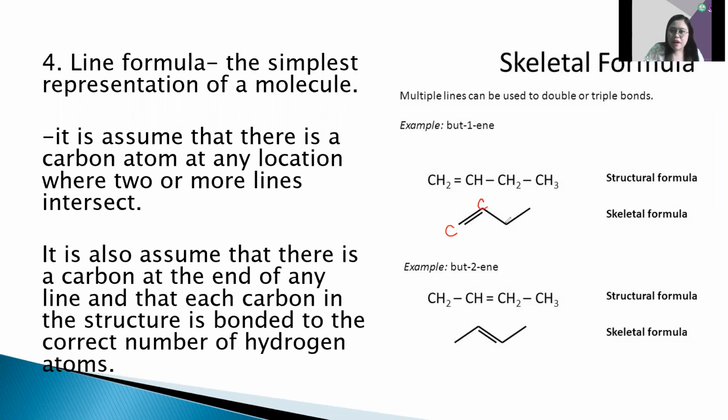So we have here carbons at the intersection. That is what we assume when it comes to the line formula. Both ends of the line have a carbon, and even at the intersection. That is what we assume. And even if it is not shown, this carbon also has hydrogen. Because remember, for carbon to be stable, it must complete the 4 bonds with the electrons.